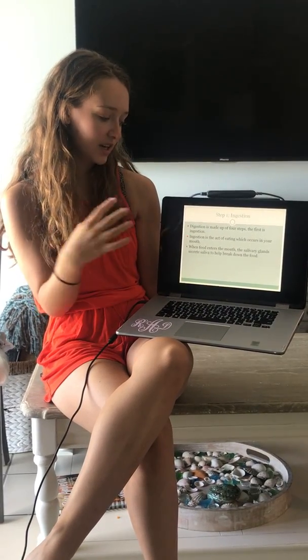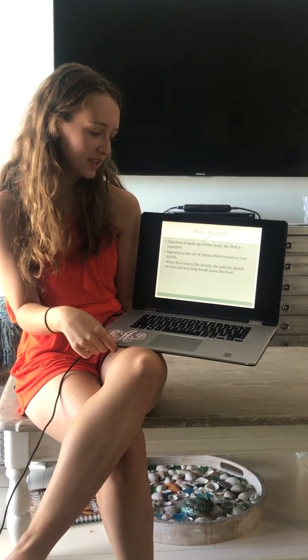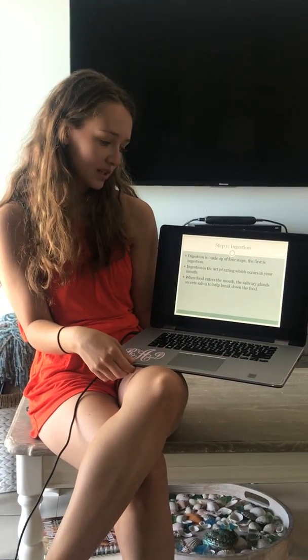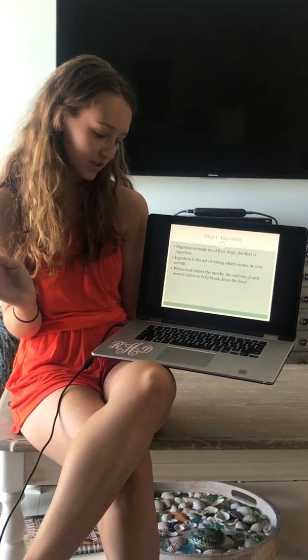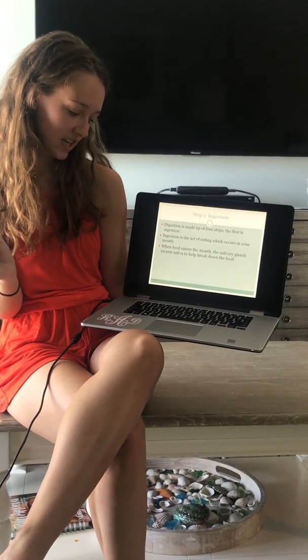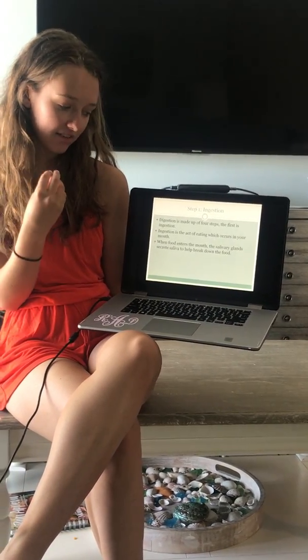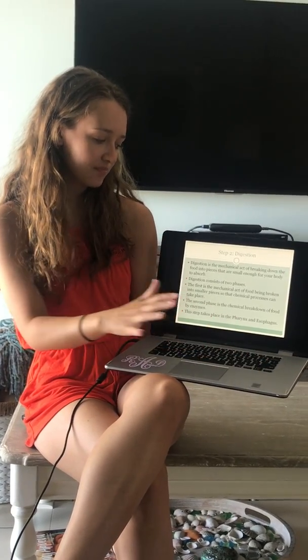So for digestion, there are 4 steps that you go through. The first one is ingestion. So ingestion is the act of eating which occurs in your mouth. When food enters the mouth, the salivary glands secrete saliva, which helps you break down the food. So that's the first step.